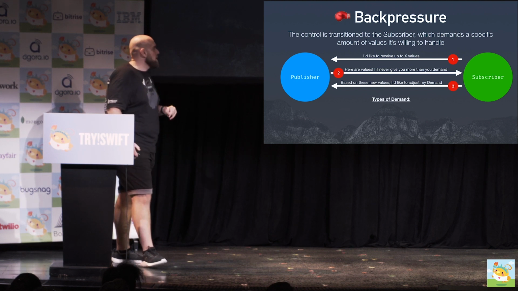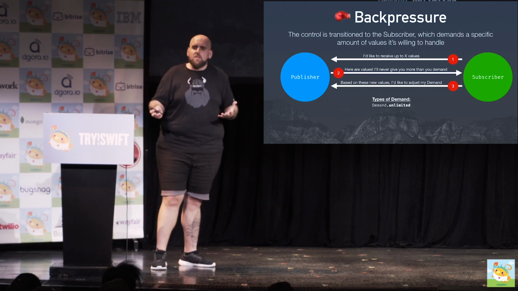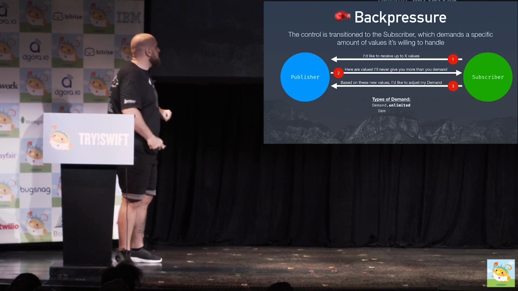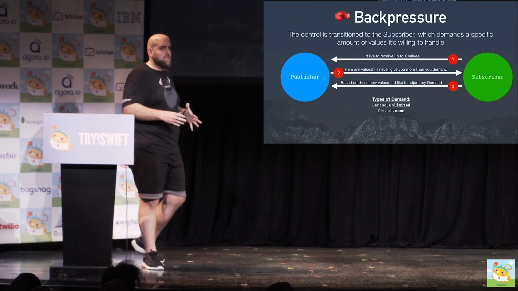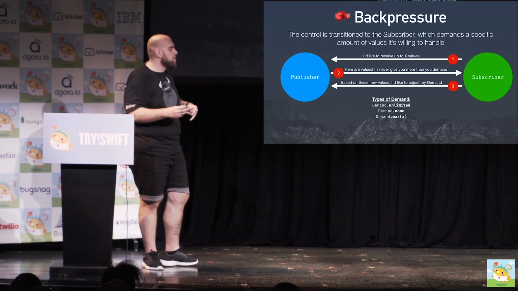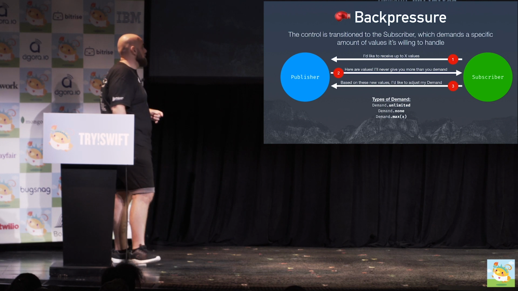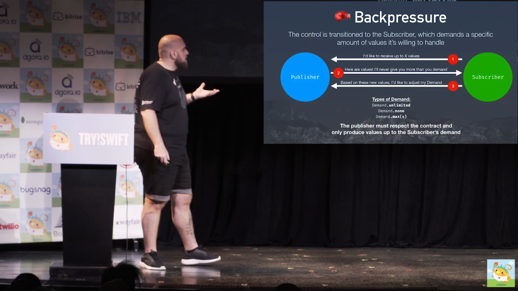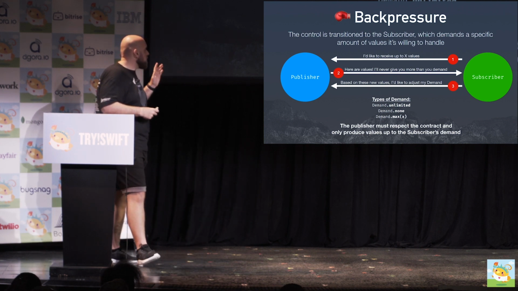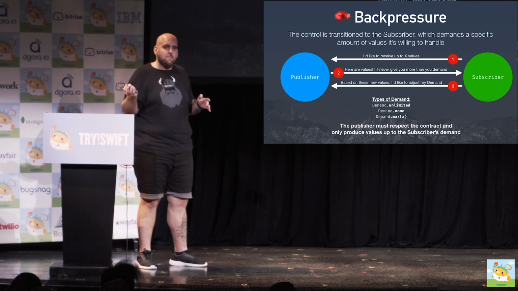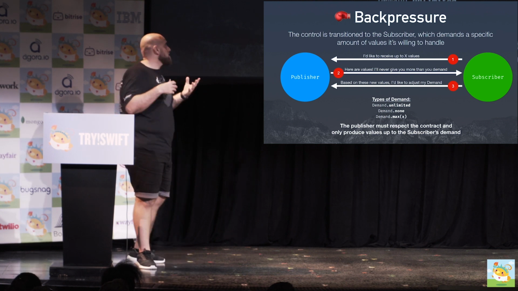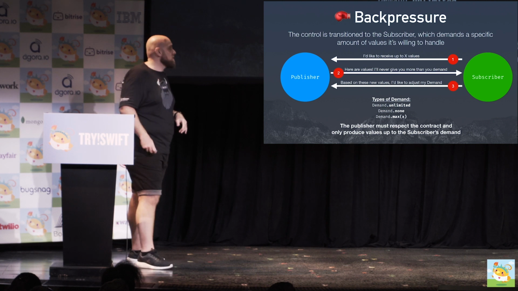And there are a couple of types of demand. The first one is unlimited, which is the default, meaning give me as many values as you have. I can deal with it. It's not a problem. The second one is none. I can't deal with any values right now. And the final one is up to a certain maximum, like an integer, 3 values, 5 values, or whatever. And all publishers in Combine must respect this contract. If you have your own custom publishers, they have to respect this contract and only produce values up to that subscriber's demand. Or based on Apple, it's considered an illegal publisher, and there could be some unexpected behaviors in the subscription tree.